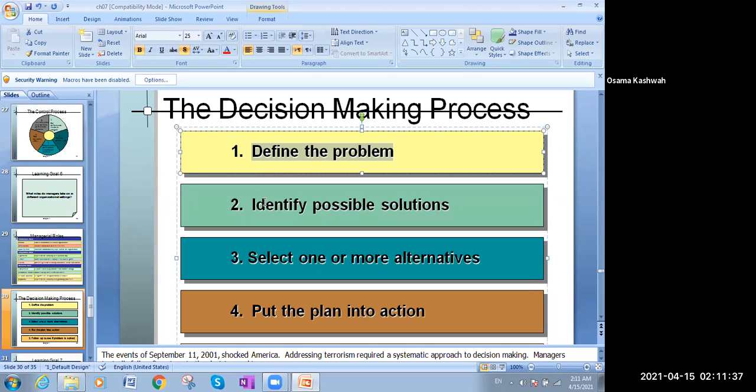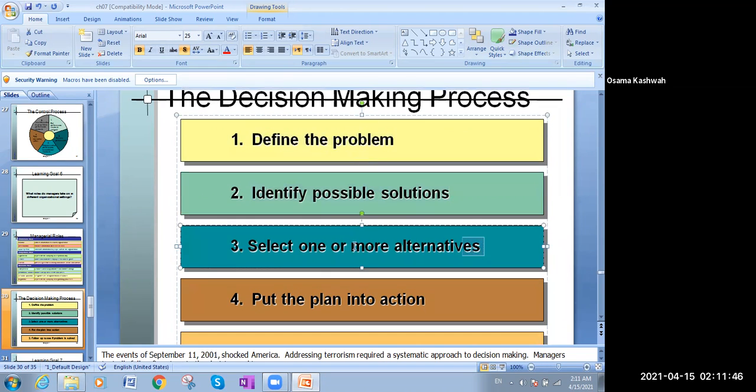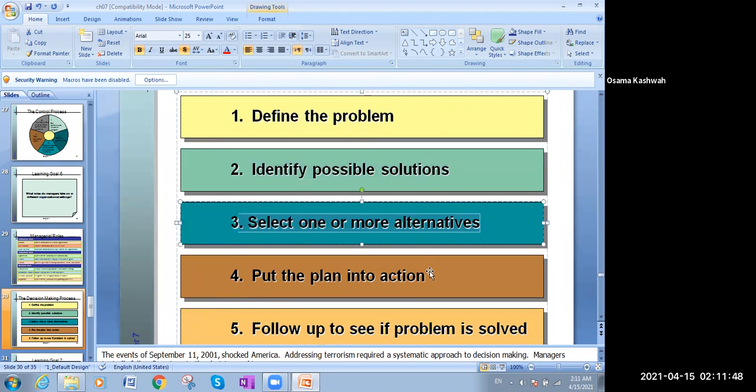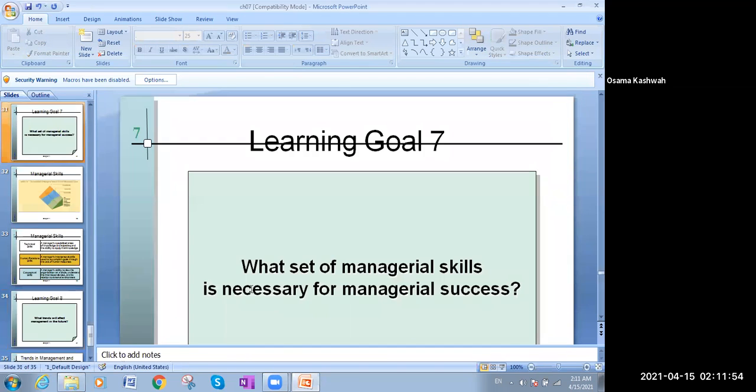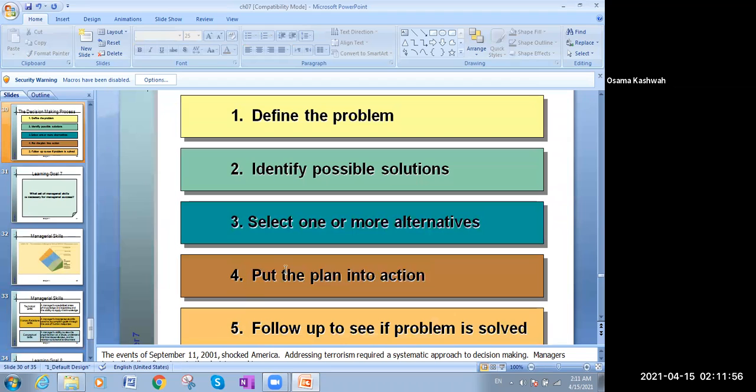That's fine. Defining the problem is the first point. Identify possible solutions is the second point. Select one alternative, third point. Put the plan into action, the fourth point. Follow up to see the problem solved. This is the fifth point. So let me give an example.